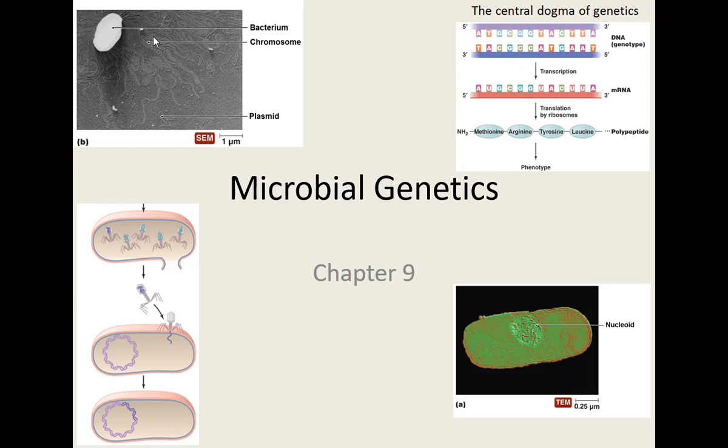So we just lecture on chapter 9, all about microbial genetics. Some of this is going to sound very familiar from A&P. But again, just like when we do cellular respiration with the Krebs cycle and making ATP, there are some slight changes between microbes' genetics and humans' genetics, but a lot of similarities as well.